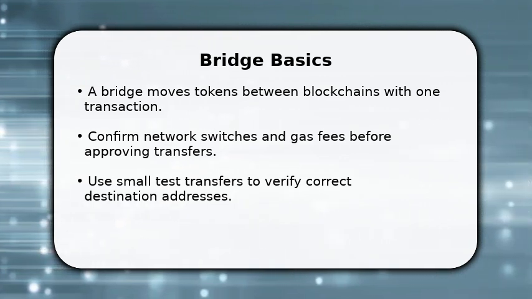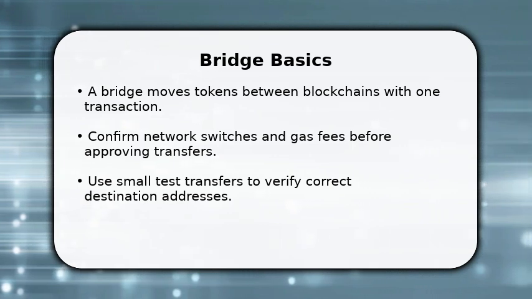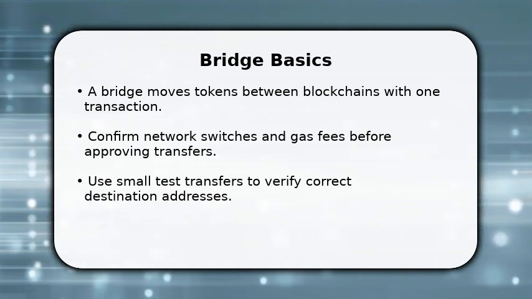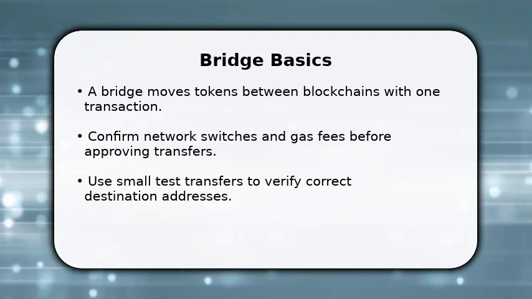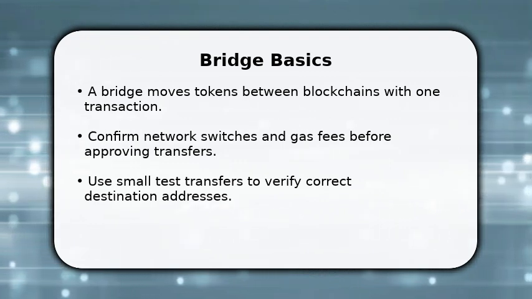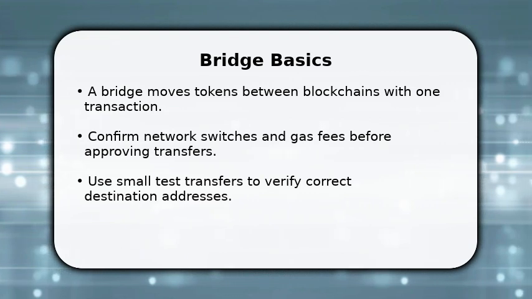Connect to a trusted Bridge D app from the browser or Wallet Connect, select the source and target chains, pick the token and amount, and approve each transaction. Always double-check gas estimates and address accuracy to avoid lost funds.